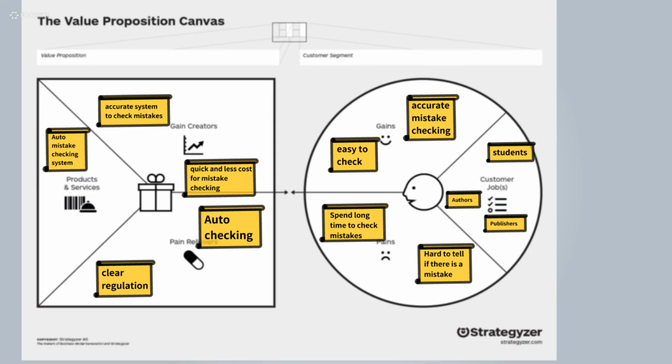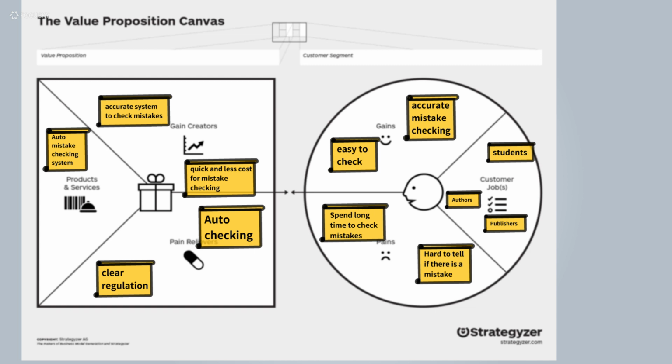Then the value proposition comes. First, the customer's jobs. We are looking for students and authors. Those are the individual users. Then the publishers are the main users we are looking for. Then what are the pains for them? They will spend a long time checking the mistakes, and the publishers will spend a lot of money to publish things. And for an individual person, it's hard to tell if there is a mistake or not.